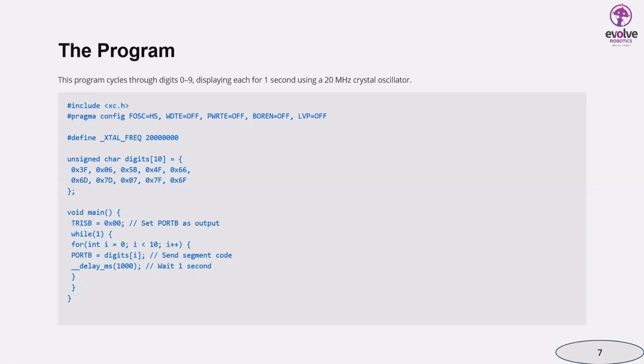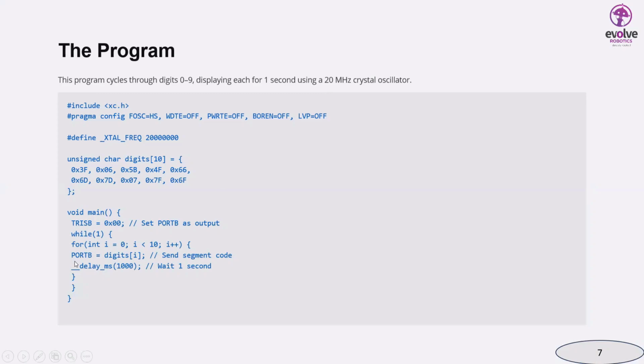Here, we are connecting the 7 segment display to port B. So, you have to set port B as output. That is why it's given TRISB equal to 0x00. After that, you have to create a continuous loop. So, we have used while of 1. And inside while you have to write the code to print the numbers from 0 to 9.